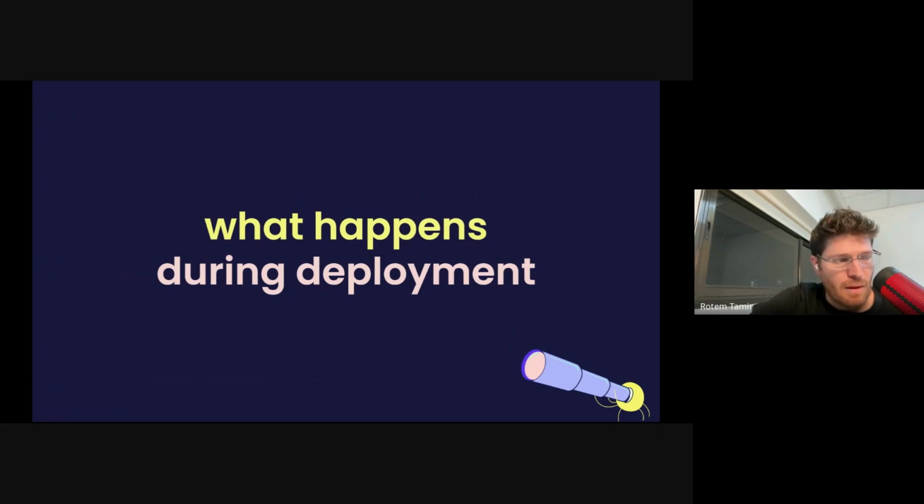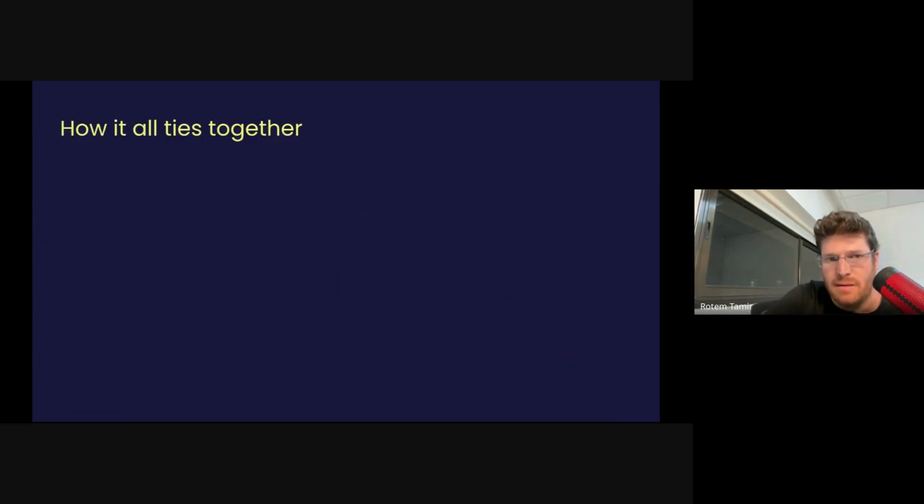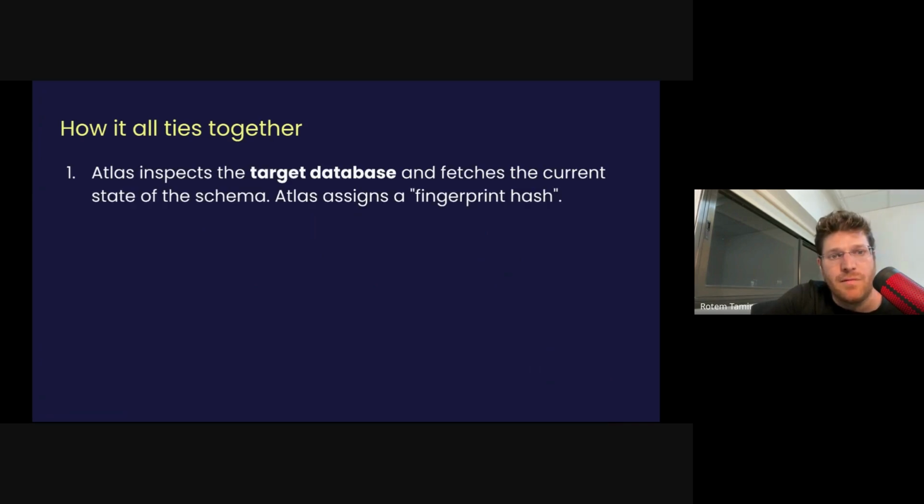So what happens? We saw the whole road until we get to the schema registry, right? We create the pull request, we approve it, it was pushed into the schema registry. Well, what happens when we do schema apply? What happens during deployment? So first, Atlas inspects the target database. This is the current state. Atlas calculates a fingerprint hash, as we call it. This is this long hash that represents the current state of the database.